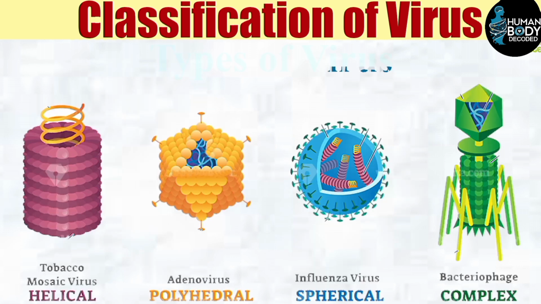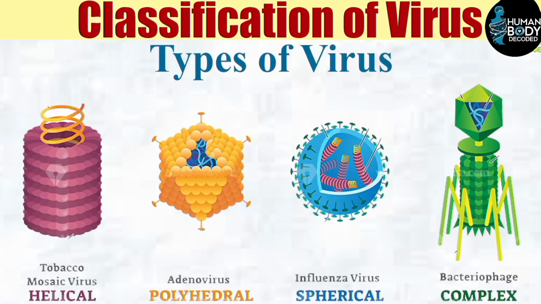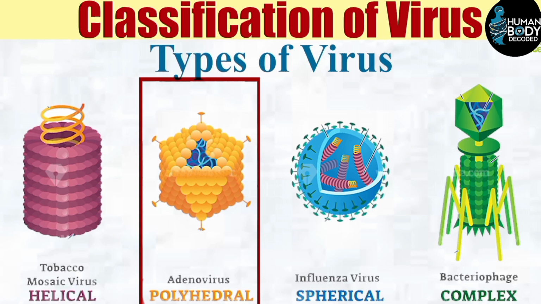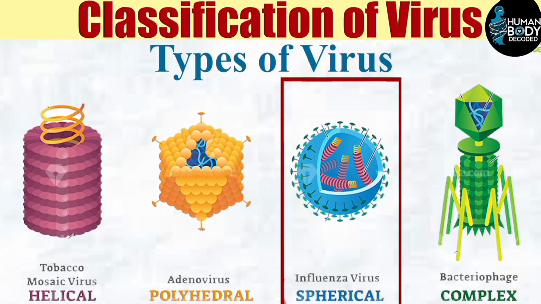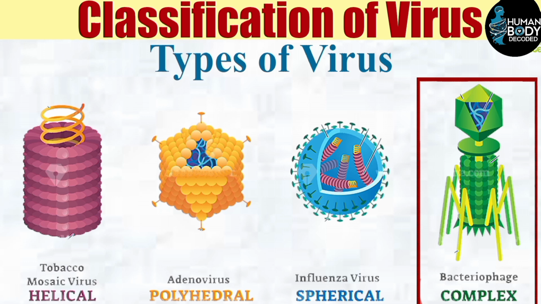The second classification is based on the structure of the virus. There are four types of virus structures. The first is cubic-shaped virus. The second is rod-shaped virus. The third is radial-shaped virus. The fourth is complex virus.